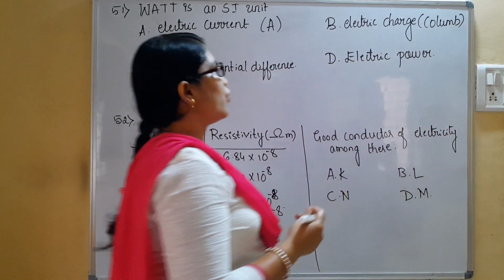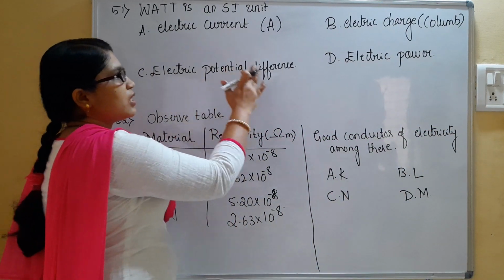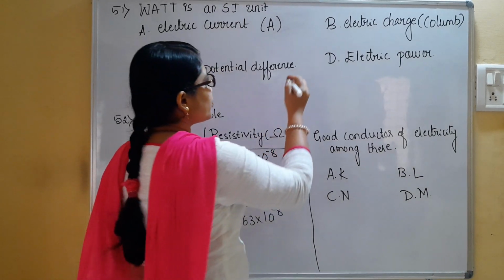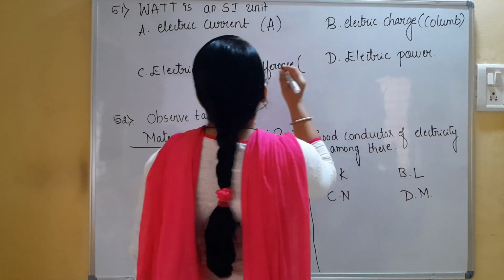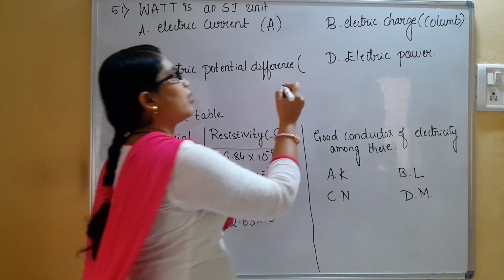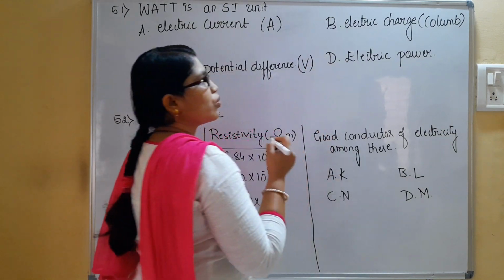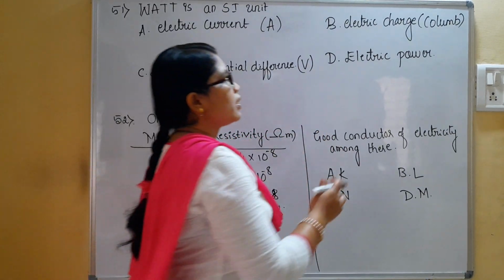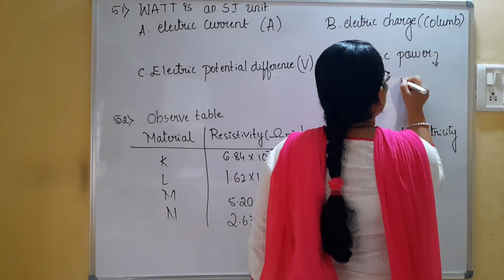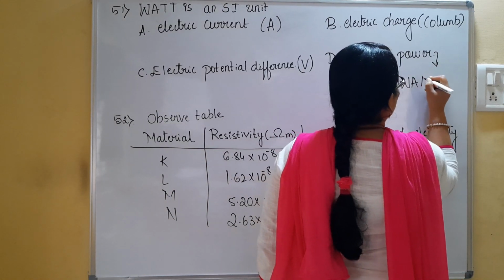Electric potential difference, the unit for this one is volts, and electric power is represented in watt.